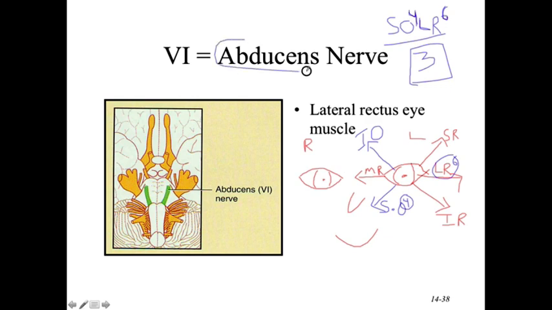And if you look at abducens, it means abduct. And which way is the eye moving? For the lateral rectus, it's moving away from midline. It's moving away from the nose. That's abduction. Okay, good information there.